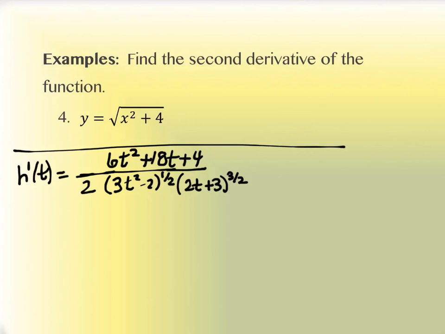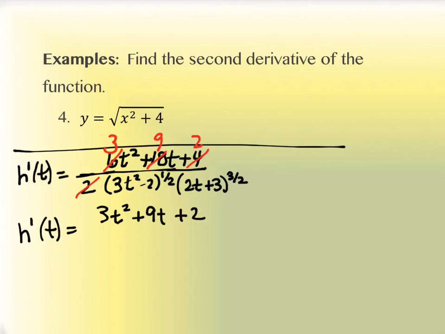The numerator has lots of things in it that are all divisible by 2, doesn't it? Since I can reduce all of them by the 2, I can simplify to not have the 2 there. So 6 divided by 2 is 3, 18 divided by 2 is 9, and 4 divided by 2 is 2. So the last thing that I end up having is 3t squared plus 9t plus 2 over 3t squared minus 2 to the 1/2 times 2t plus 3 to the 3/2.